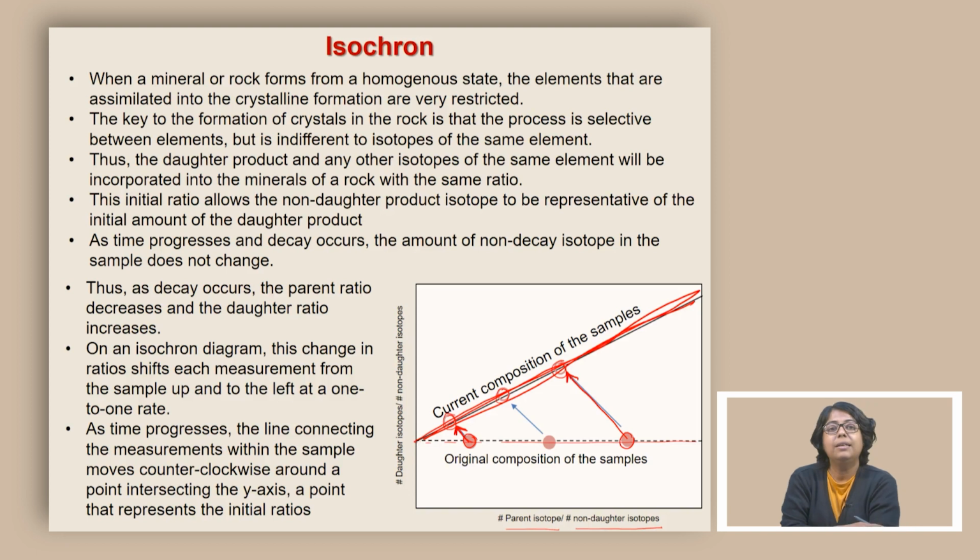Now, as the time progresses, the line connecting the measurements within the sample moves counterclockwise. So, basically we are saying that it's always going to move like this. If we are going to find older and older rocks, it's basically going to give us isochron lines like this. So, it's going to move in this direction.